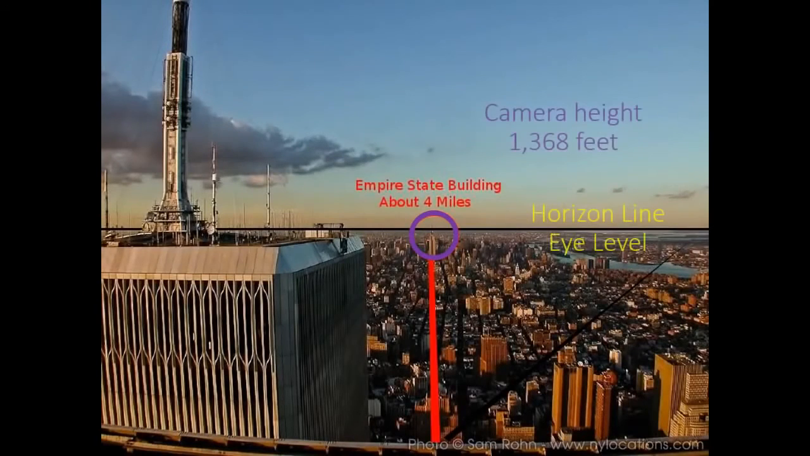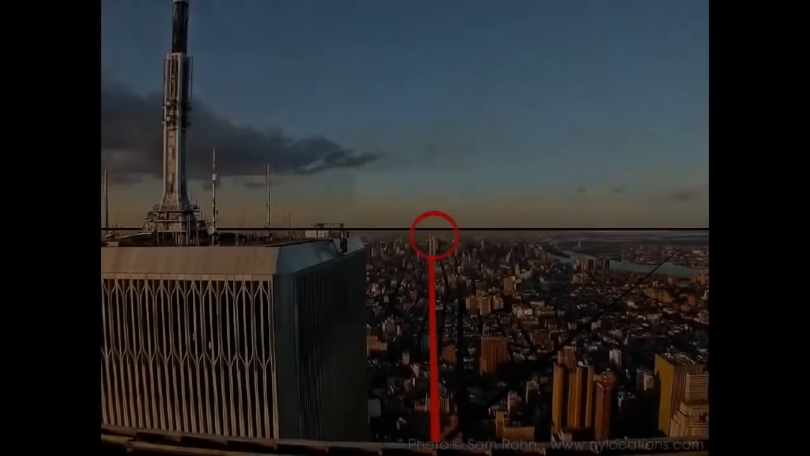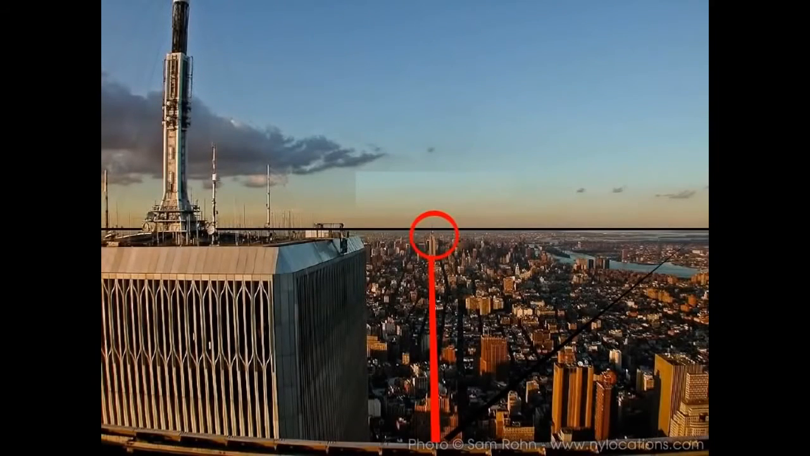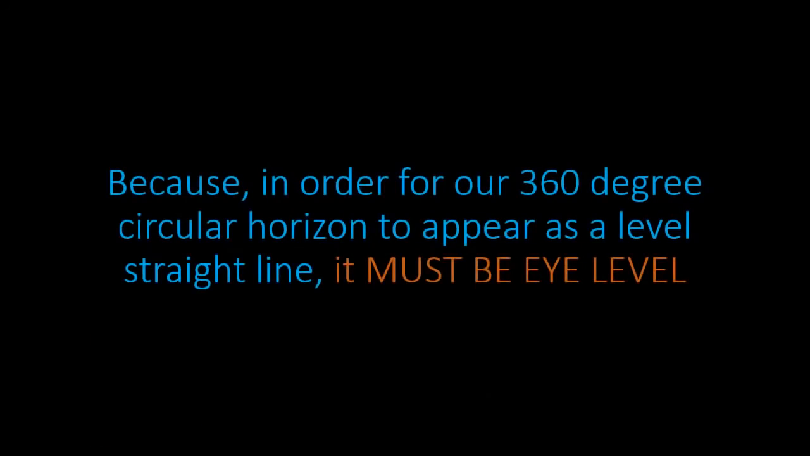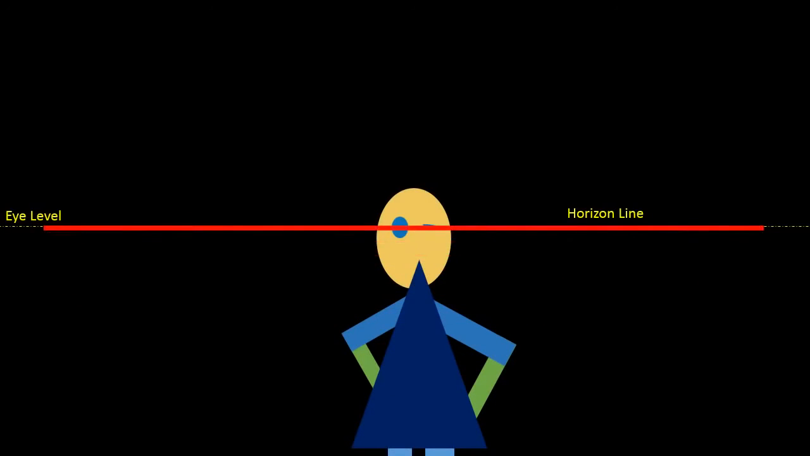Let's go up higher and see if perspective still holds true. A camera height of 1,368 feet, the horizon line, eye level, and it's dead straight. This is atop the Old World Trade Center. How do we know the horizon is eye level? In order for our 360-degree circular horizon to appear as a level straight line, it must be eye level. Try holding a hula hoop up around eye level and position it until it becomes a straight line.